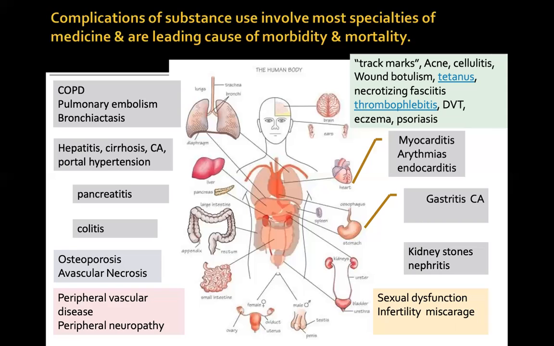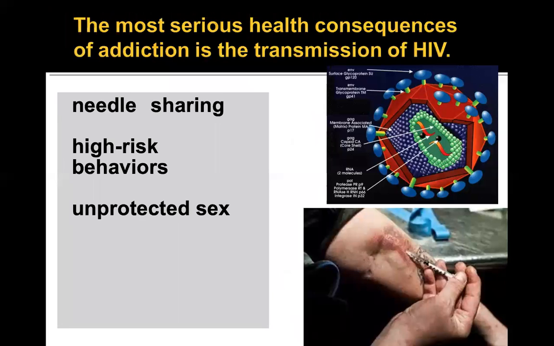The most serious health consequence of addiction is the transmission of HIV. Due to these abuse drugs, there is an occurrence of HIV disease. Needle sharing, high risk behaviors, and unprotected sex can cause HIV.